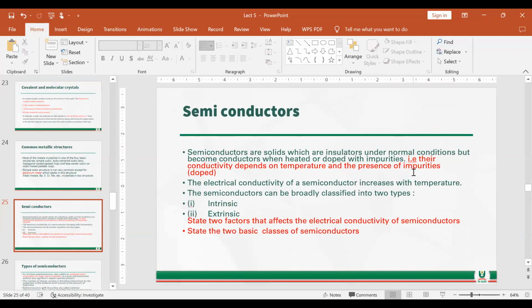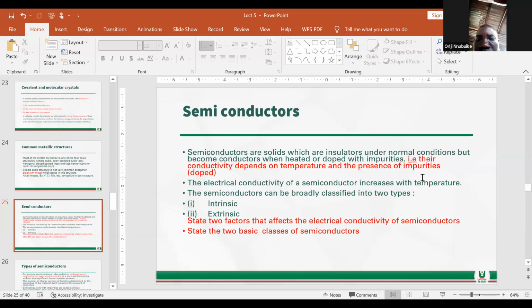Now, how can you make a semiconductor become a conductor? You either dope it with impurity or you raise the temperature. The presence of impurity, that is a dopant, is an impurity in this case. So the electrical conductivity of a semiconductor increases with temperature.